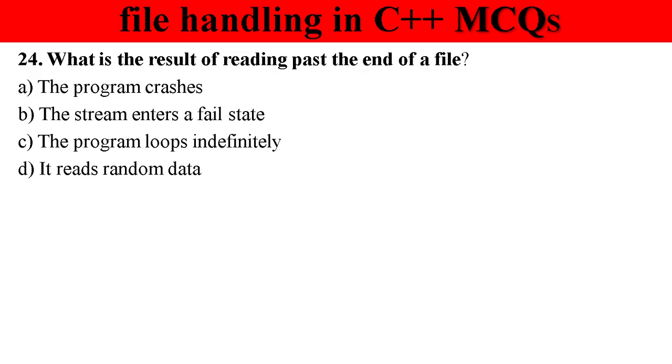Question number 24. What is the result of reading past the end of a file? A. The program crashes. B. The stream enters a fail state. C. The program loops indefinitely. D. It reads random data. The answer is B. The stream enters a fail state.